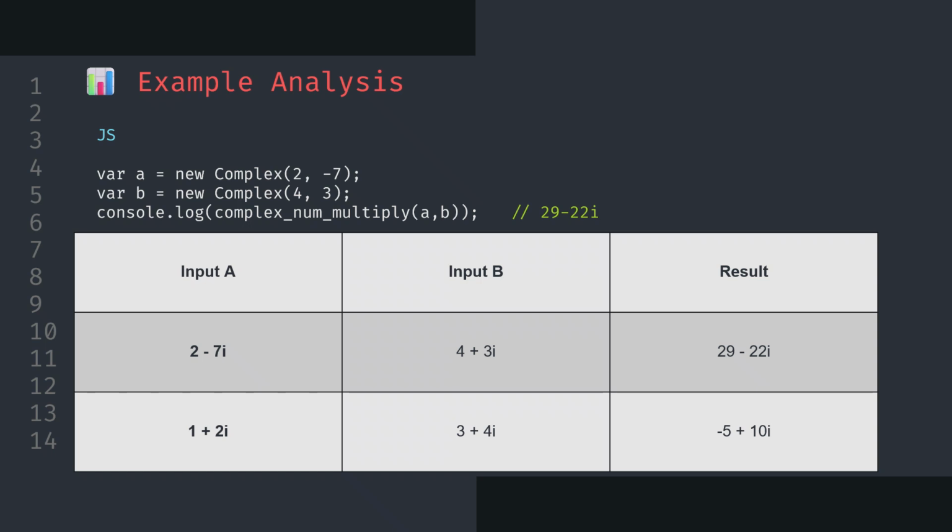Let's test the code with some real examples. First, 2 minus 7i times 4 plus 3i gives 29 minus 22i, as expected. Try another one. 1 plus 2i times 3 plus 4i gives us negative 5 plus 10i. This proves that our multiplication logic handles various combinations correctly.